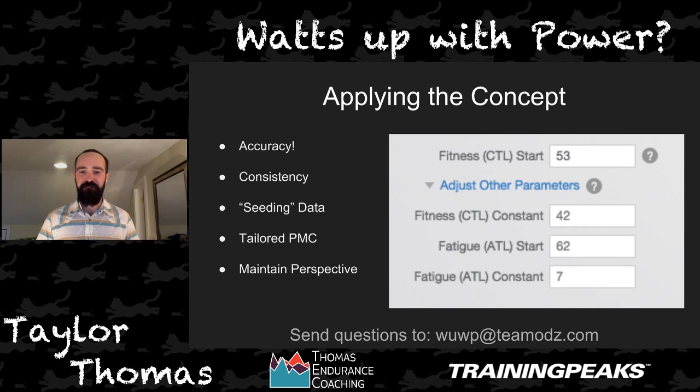If FTP is off, then the power numbers are going to be off. Zones are going to be set incorrectly. TSS is going to be too high or too low for a given workout, and that's going to cascade down into improper CTL, ATL, and TSB readings. So accuracy, accuracy, accuracy can't be stressed enough.